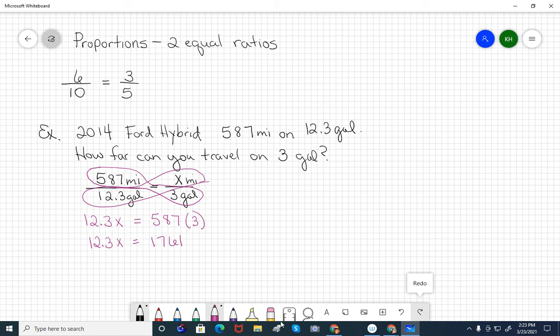So to finish solving, what we have to do is we need to get 1x. We need to find out what x is all by itself. So we divide by 12.3. We're getting that variable by itself. That cancels out, and I get x equals 1761 divided by 12.3, which is 143 miles. I'm not going to round. So if you can only afford 3 gallons of gas, you can still go 143 miles with your Ford hybrid.